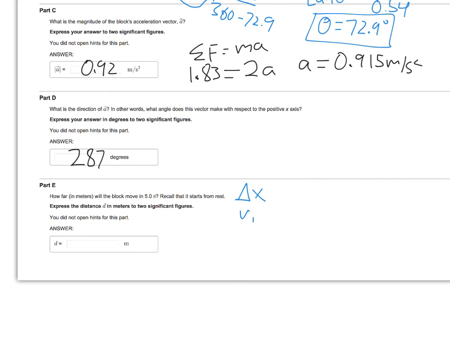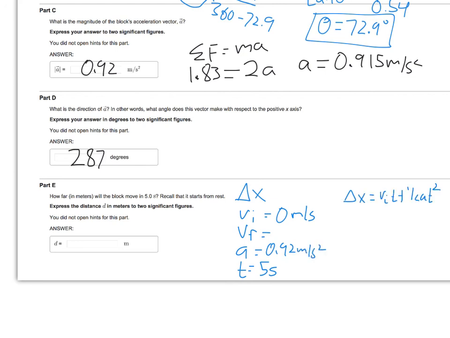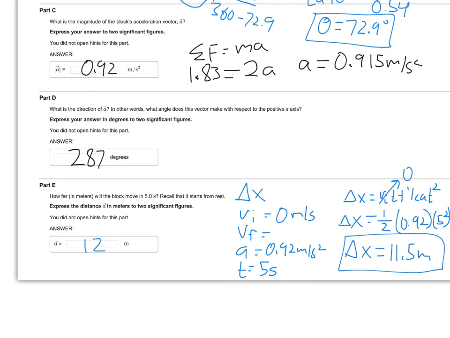So I can set up my kinematics, and I can go ahead and solve for this. I know I'm starting from rest, so my initial velocity is 0. My time is 5 seconds, and my acceleration is 0.92 meters per second squared. I'm going to use my delta x equation. That first term goes away because we have 0 initial velocity, so my displacement is simply equal to 1/2 times 0.92, which is my acceleration, times 5 squared. And so when I multiply that out, I end up getting a displacement here of 11.5 meters. Rounded to 2 sig figs, that's just going to give me 12 meters.